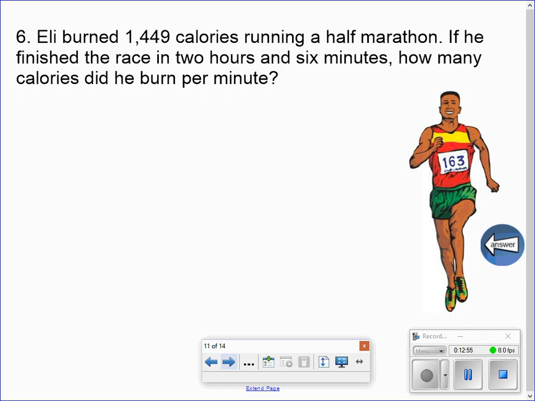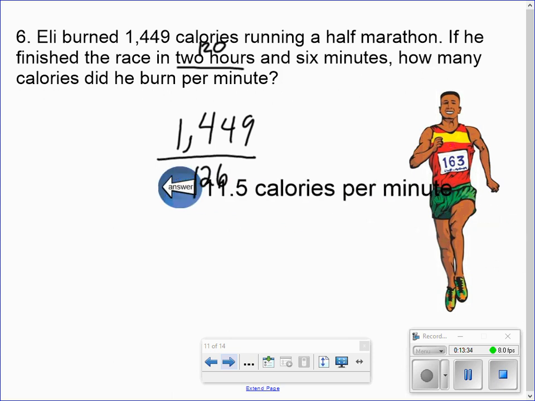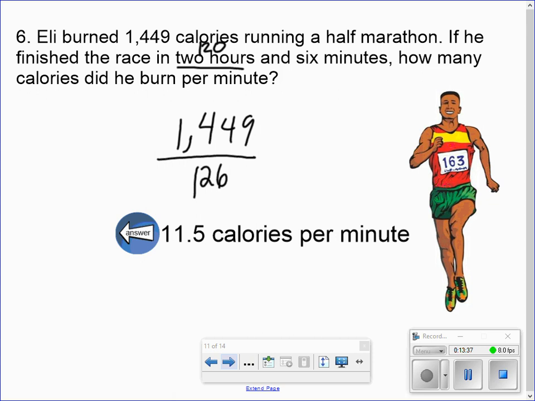We're looking at 6. It says Eli burned 1,449 calories running a half marathon. If he finished the race in 2 hours and 6 minutes, how many calories did he burn per minute? You're taking 1,449 and you're dividing it by 2 hours and 6 minutes. We want to change the 2 hours to minutes, so 2 hours would be 120 minutes plus the 6 minutes. And we were taking the unit rate, so you would divide the number of calories by 126 minutes, and that would result in 11.5 calories per minute.